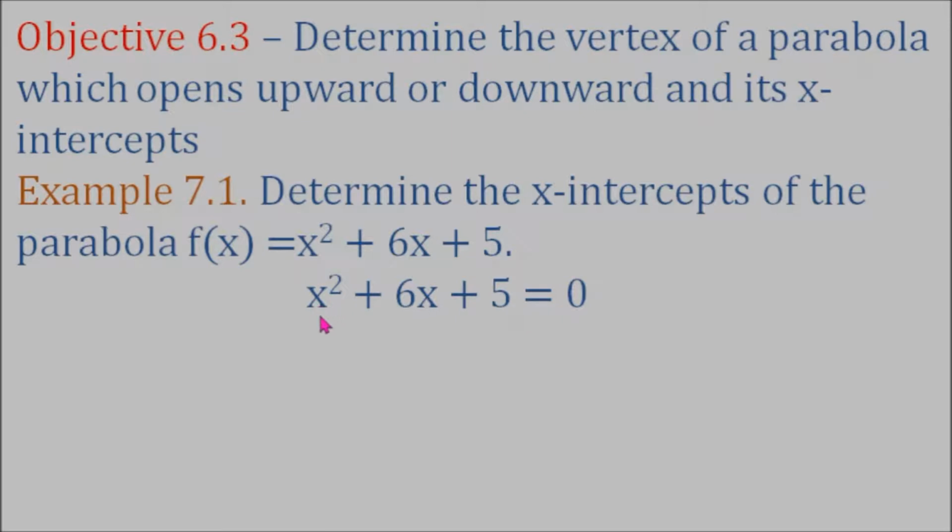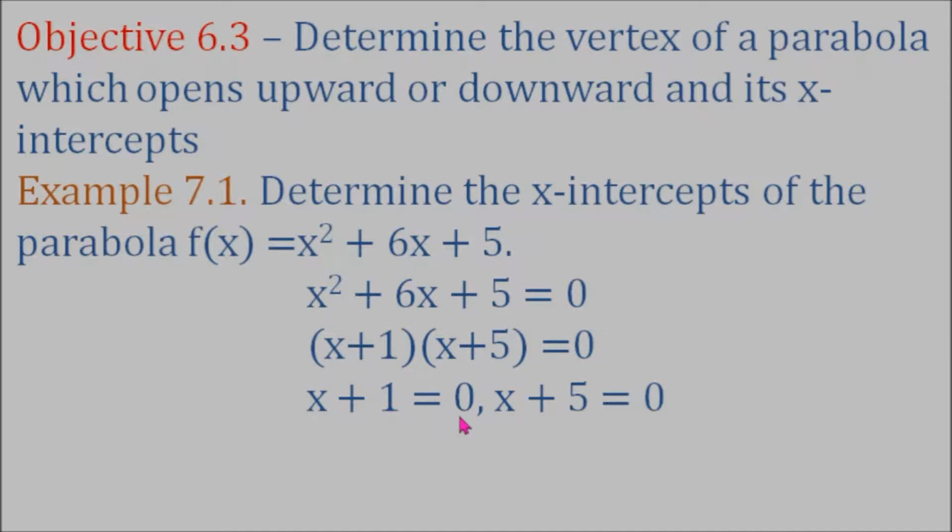Then, we are going to factor the trinomial. So the factors of x squared plus 6x plus 5 are the quantity x plus 1 times the quantity x plus 5, equals 0. Equating both factors to 0, we have x plus 1 equals 0 and x plus 5 equals 0. Solving for x on our first equation, we have x equals negative 1. And solving for x on our second equation, we have x equals negative 5. So the x-intercepts are negative 1 and negative 5.